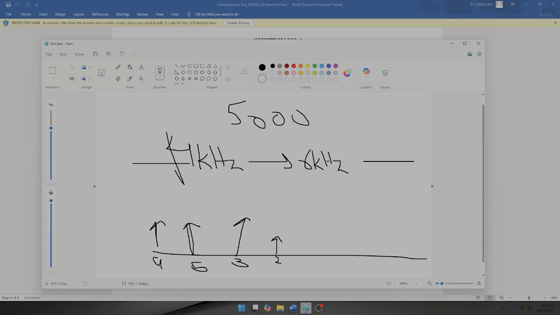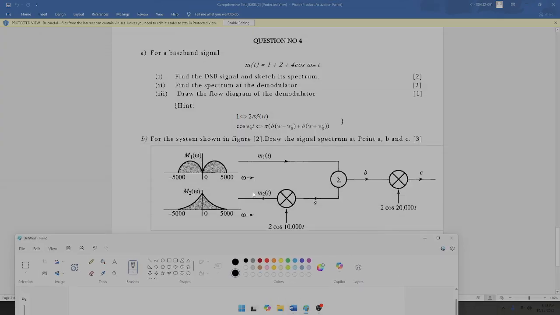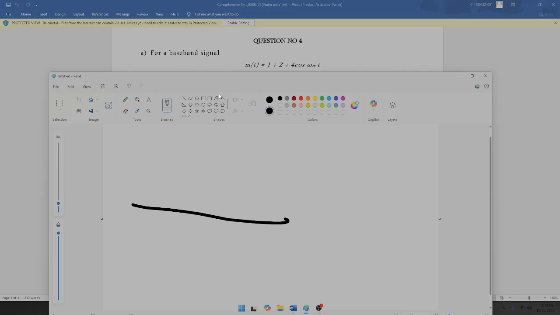And when you multiply a signal by a carrier frequency, what happens to the signal is कि it gets repeated. अभी जैसा ये वाला सिग्नल है, it's like this. वो बहुत बड़ा है, एक सेकंड. It's like this. This is 5000 and this is minus 5000.